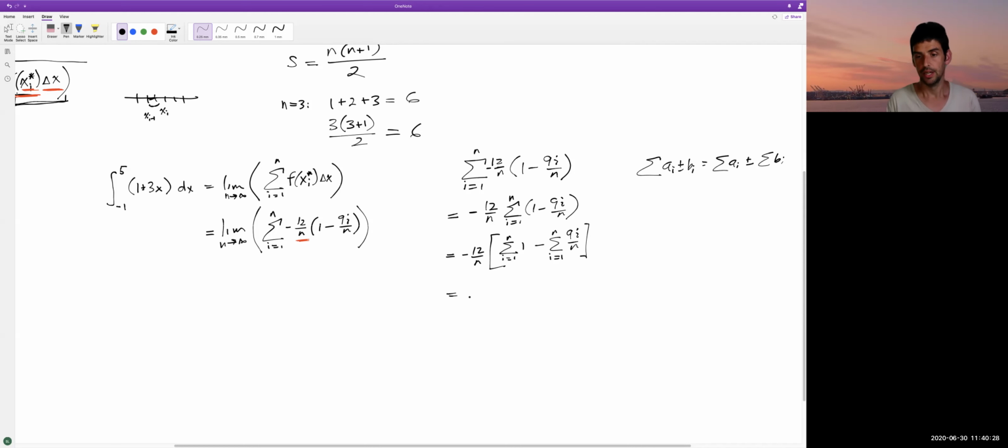Okay. Well, what happens if I add up the number 1, this first summation, n times? I just get n, right? 1 plus 1 plus 1 plus 1, n times, I get n. In this second summation, 9 over n is also a constant, just like 12 over n was a constant that we pulled out before. And I've got i.